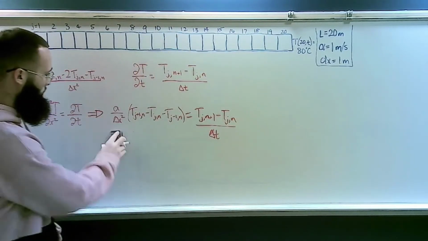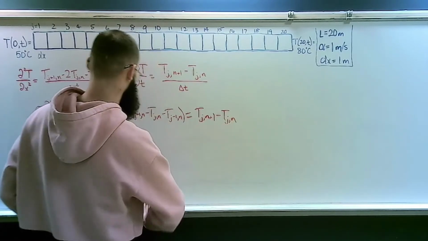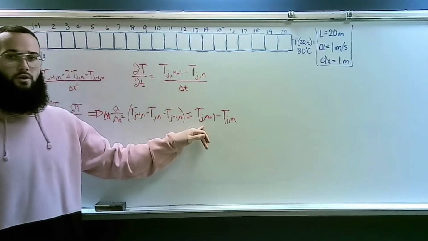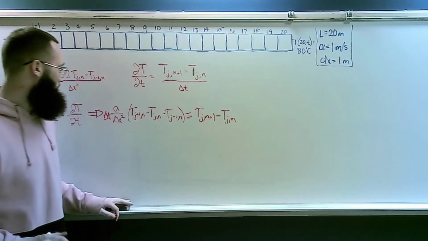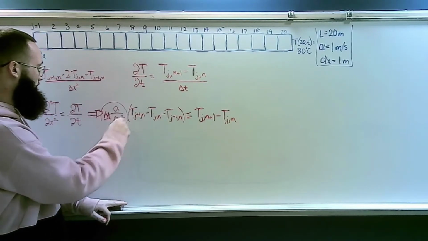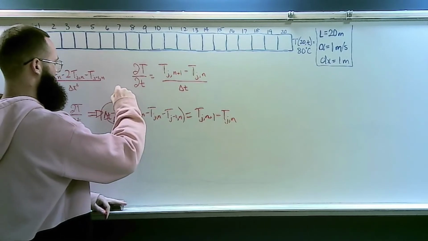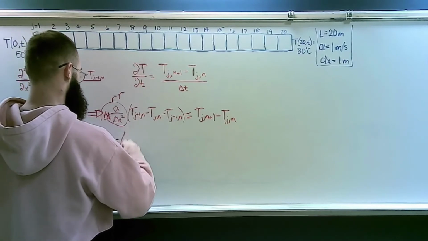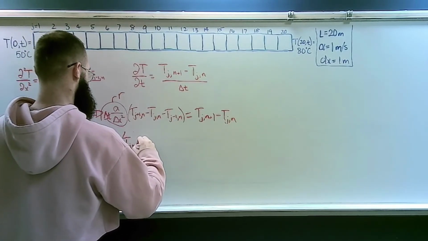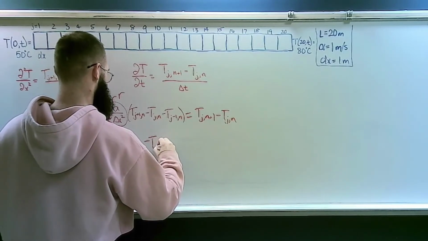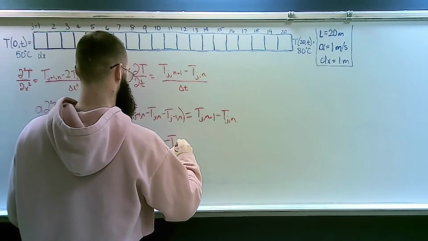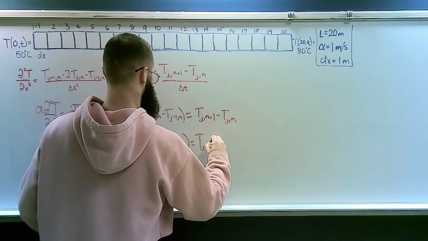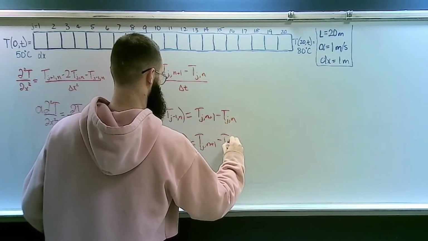So the first thing I'm going to do is move this delta t over to the other side, because what we want to solve for is the temperature at the next possible time. In order to do that, I'm just going to simplify this term to some variable that I'll call r. And I'll say r times T_{j+1}^n minus T_j^n minus T_{j-1}^n is equal to T_j^{n+1} minus T_j^n.